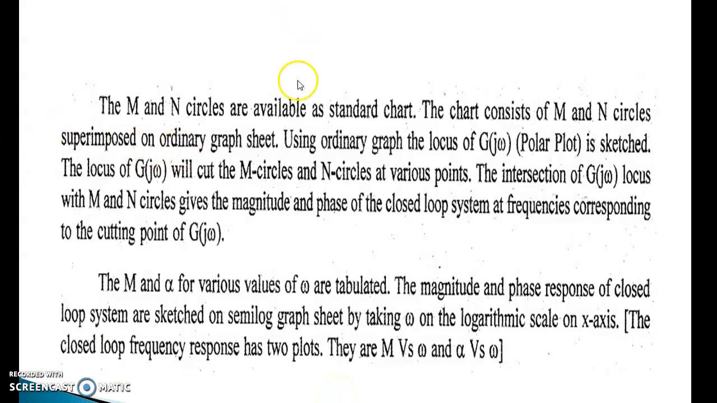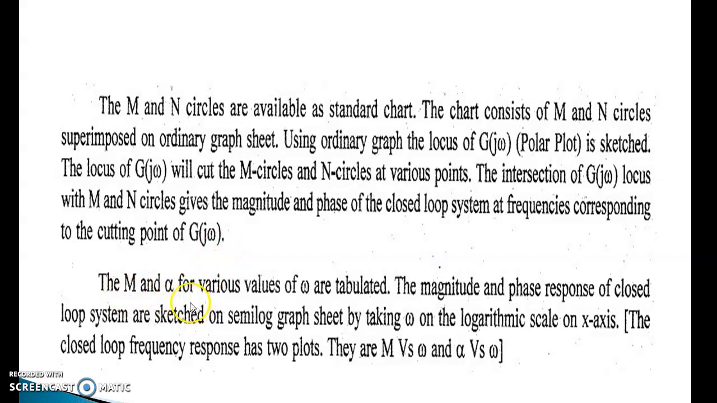The M and N circles are available as a standard chart. The chart consists of M and N circles superimposed on an ordinary graph sheet. Using the ordinary graph, the locus of G(jω), the polar plot, is drawn. The locus of G(jω) will cut the M circle and N circle at various points. The intersection of the G(jω) locus with the M and N circles gives the magnitude and phase of the closed loop system at the frequency corresponding to the cutting point of G(jω).